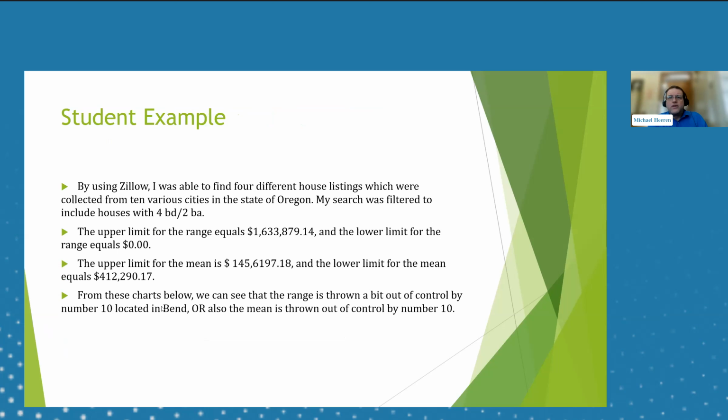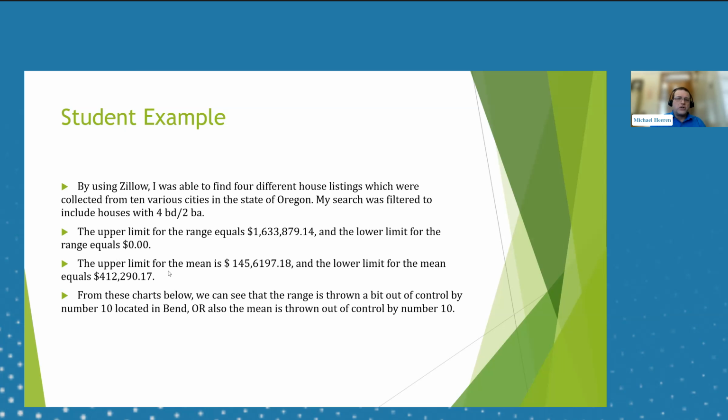Okay. So from there, here's just a nice little student example. This student found 4 different house listings. They happened to be in Oregon, and they mentioned what they were looking for: 2 bedrooms and 2 bathrooms. And the ranges of values are given, and the means are given as well.